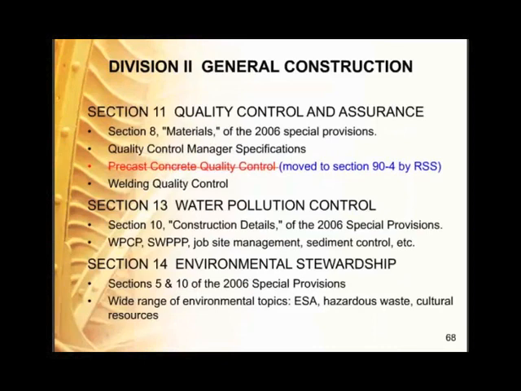Section 11 is quality control and assurance. It contains the Section 8 materials of the 2006 special provisions. So we also have quality control manager specifications. We included the precast concrete quality control originally in the 2010 standard specifications, but in the recent RSS, we moved it to Section 90-4. It also contains welding quality control.